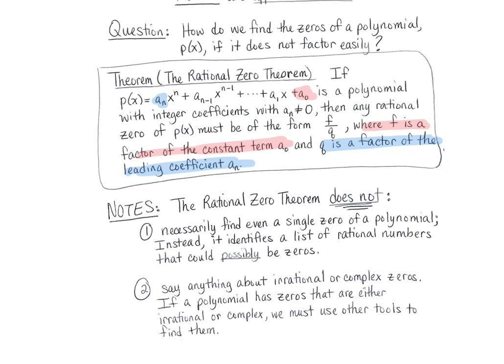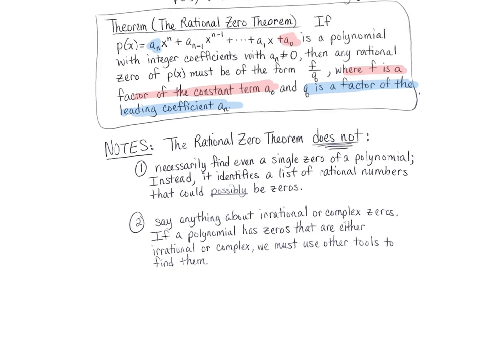Okay? So things that this does not do. The rational zero theorem does not necessarily find even a single zero of a polynomial. Instead, what it does, it helps you identify a list of the possible rational zeros, those that are possible. There'll be a long list, okay? And then you have to do it strategically, choose one, and then go and determine whether it's a zero or not. And to determine whether there's a zero or not, you can use synthetic division, okay?